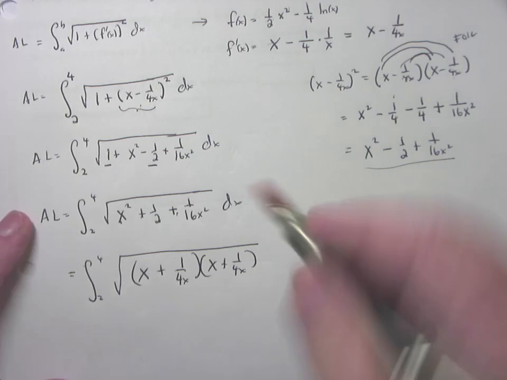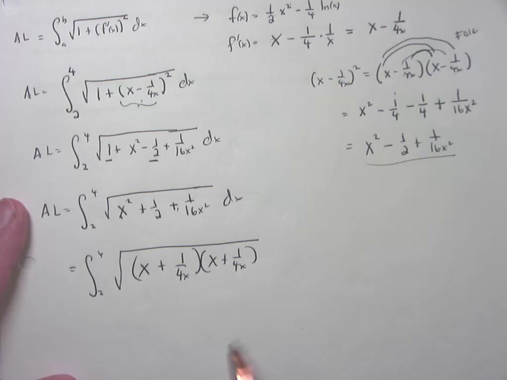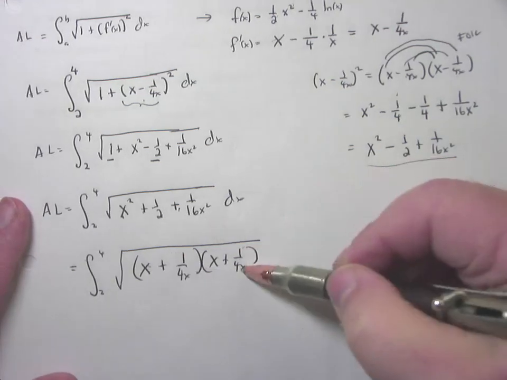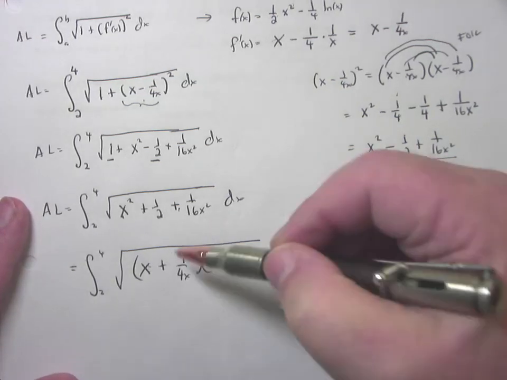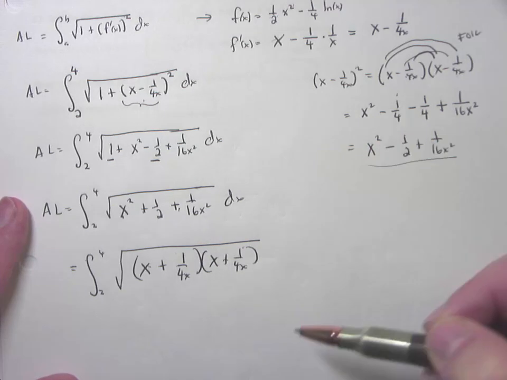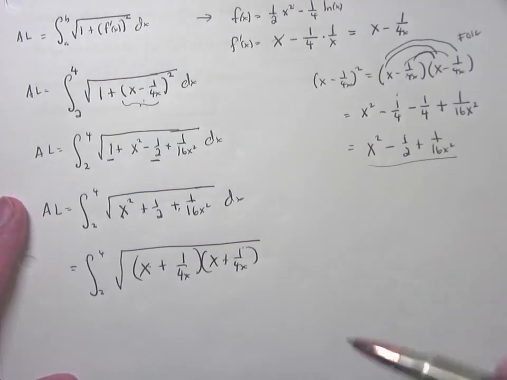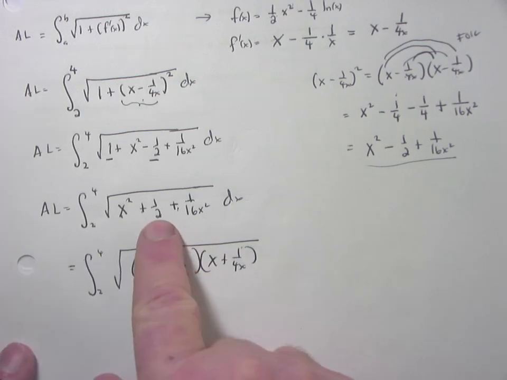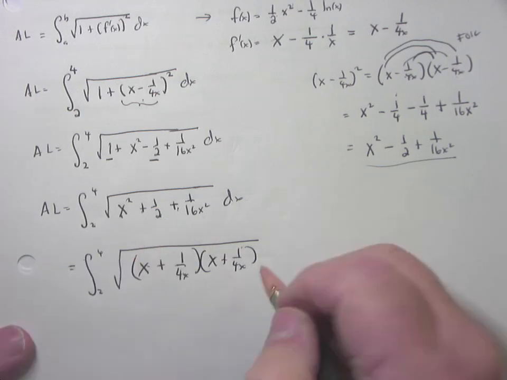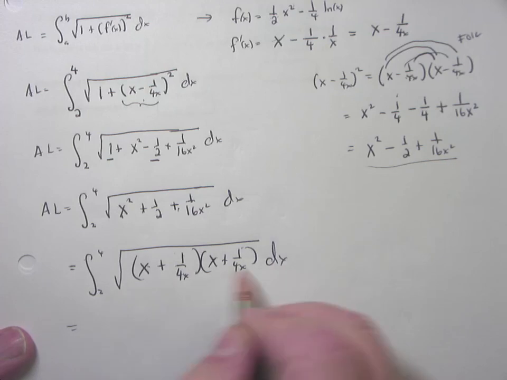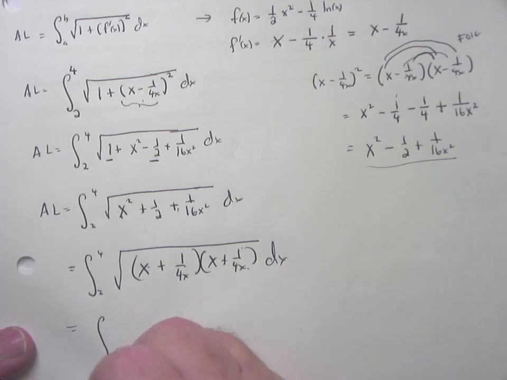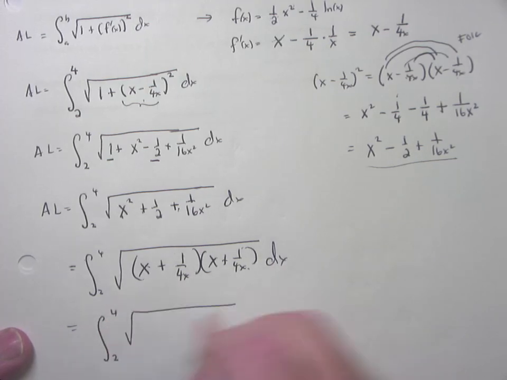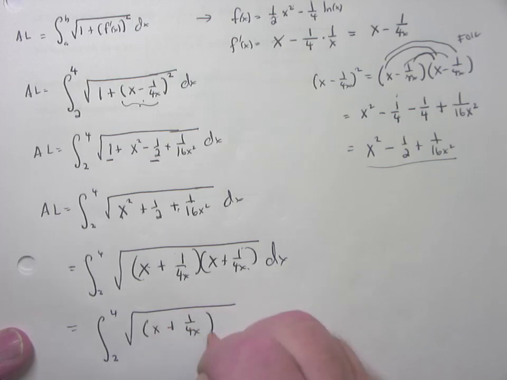Let me show you. To get the middle term, you do the outer and inner on the FOIL. x times 1 over 4x is 1/4. 1 over 4x times x is another 1/4. So the outer and inner each give you a fourth, and a fourth plus a fourth makes 1/2. And so this is dx here, and this is a perfect square, so this turns into the integral from 2 to 4 of the square root of (x plus 1 over 4x) squared dx.